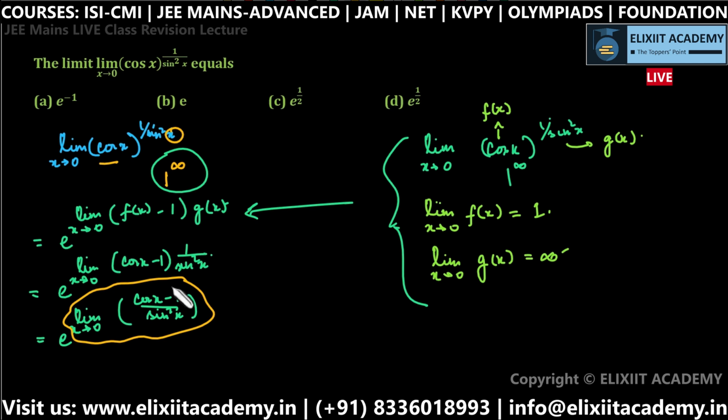There are lots of methods. One method is you can simplify cos x minus 1, which is minus 2 sine square x by 2. Then you can adjust the 2, and try to bring it into the form of some standard limits, sine(x/2) upon x/2, or sine x by x format. We have done this limit quite a few times in the class itself. This is a very basic limit. Without L'Hopital's rule you can solve this. Just try to bring this into some format of limits. So you will get this as e to the power minus half. e to the power minus half is the answer.